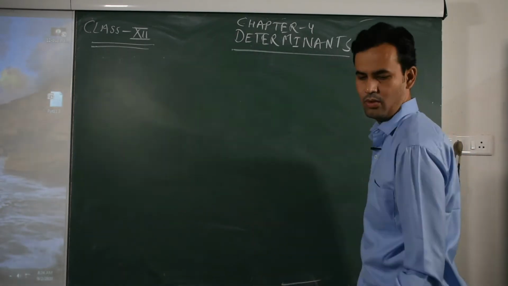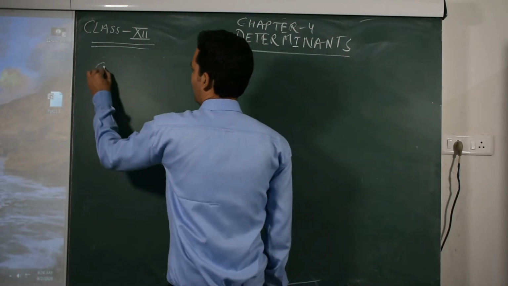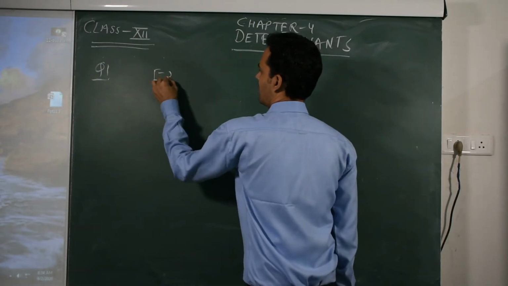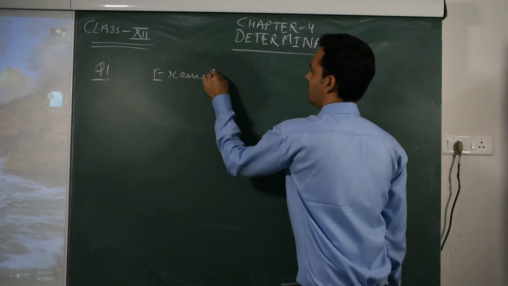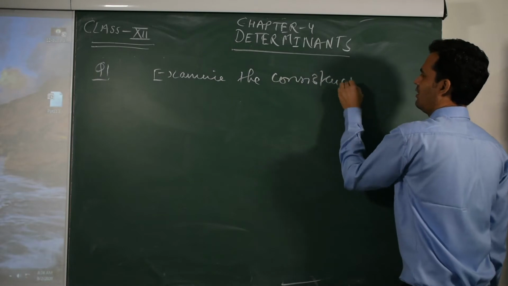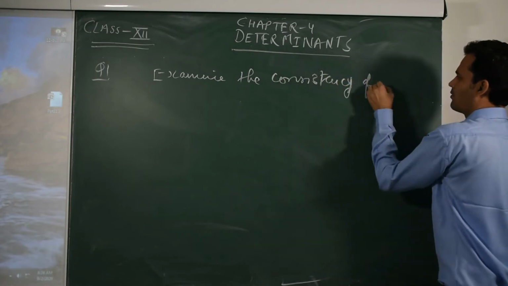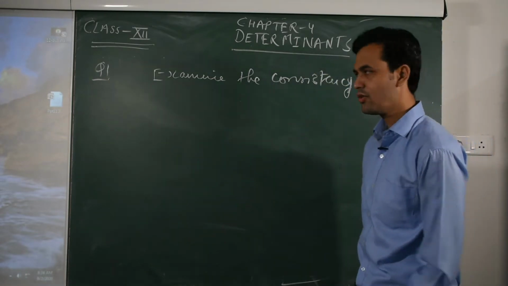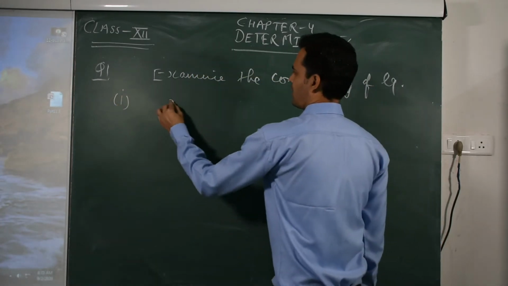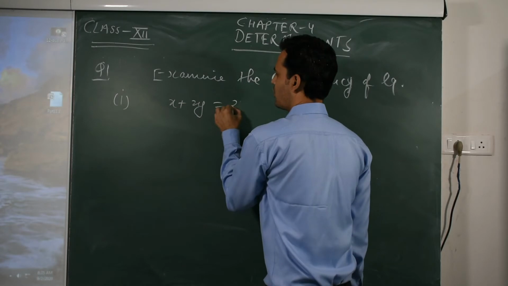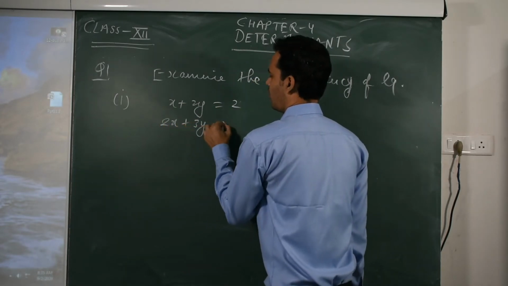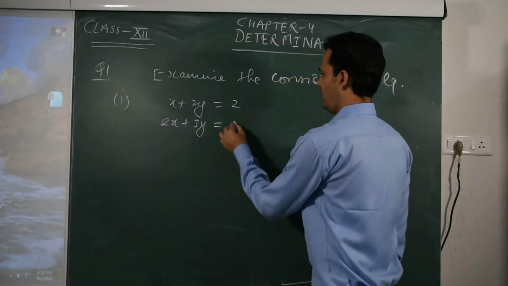4.6, question number 1. Examine the consistency of equations. So the first question has two equations given, x plus 2y equals 2, and the second equation is 2x plus 3y equals 3.